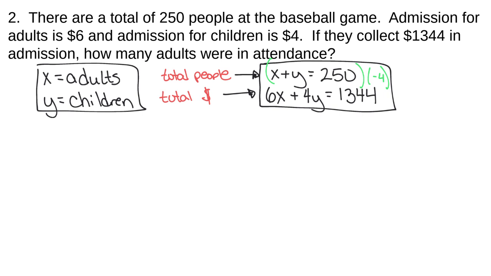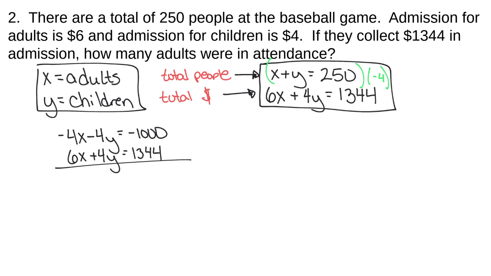Legal as long as we do it to everybody in the equation. So let's rewrite that top one after we multiply everybody by -4. It's going to be -4x minus 4y. Remember, you have to multiply everybody, including the 250. So that's going to be -1,000. The bottom equation did not change. Now we should be able to add these two equations together.